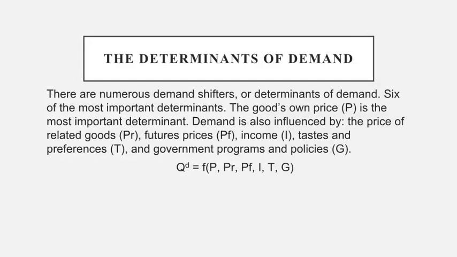Six of the most important determinants: the good's own price, P, is the most important determinant. Demand is also influenced by the price of related goods, PR, future prices, PF, income, I, tastes and preferences, T, and government programs and policies, G. QD equals F(P, PR, PF, I, T, G).